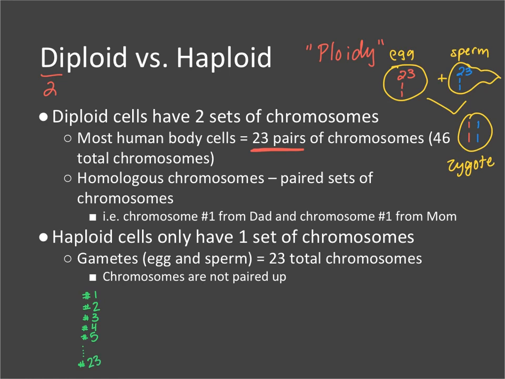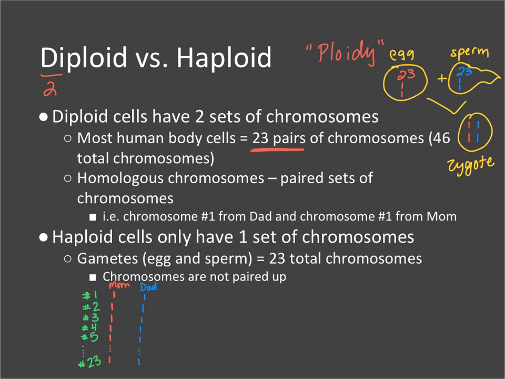And what happens is that you got a chromosome number 1 from your mom, a chromosome number 2 from your mom, a chromosome number 3, a chromosome number 4, chromosome number 5, etc., all the way down to the 23rd chromosome. Same thing with your dad. You ended up with a chromosome number 1 from your dad, a chromosome number 2, chromosome number 3, 4, 5, all the way down to your 23rd chromosome.